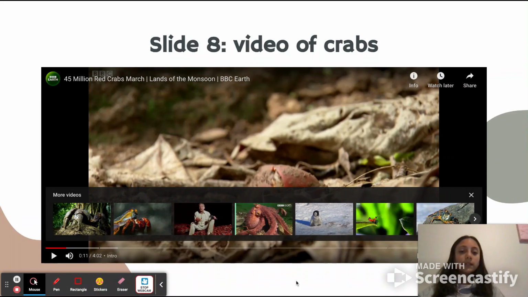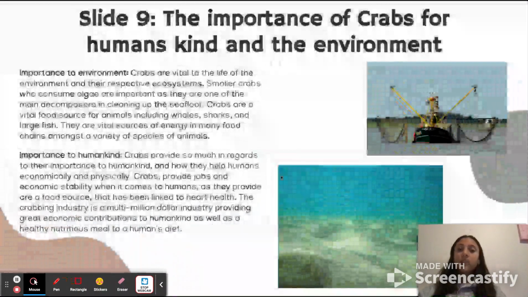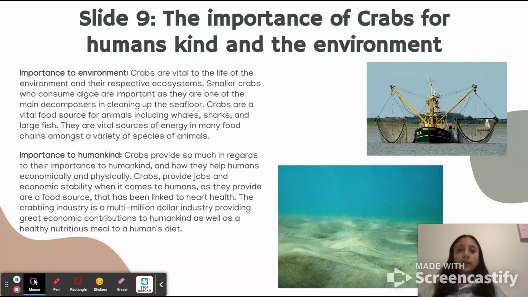So this was just a quick example of how crabs walk and how we can see that crabs are also found on land as well as, as we know, in waters. Slide 9 is going to go over the importance of crabs for humankind and the environment.